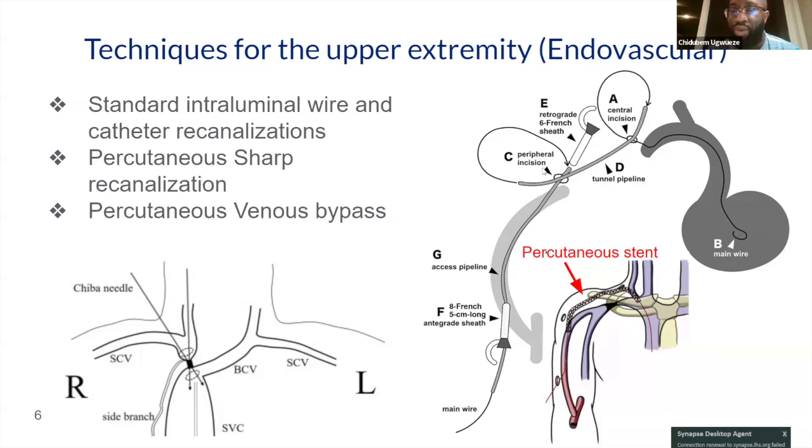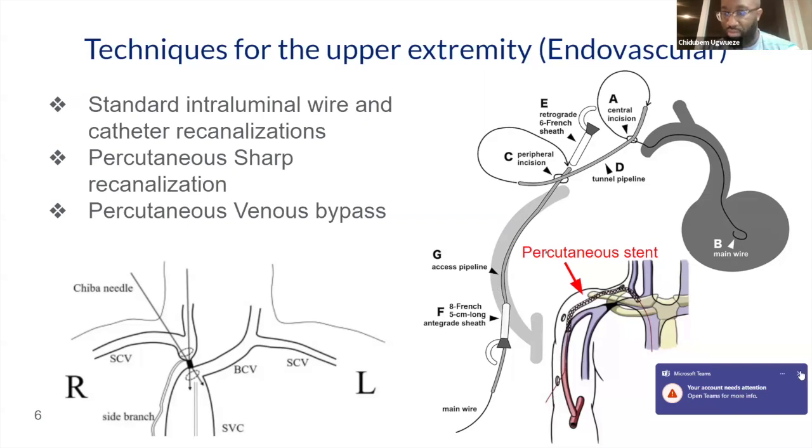In this diagram on the right, it's a bit confusing, but I'm going to walk us through it. In this diagram, the area of long segment stenosis is here in area D, and you're trying to get access across this into the central venous outflow system. So the first step is to get access peripherally. Let's say this is access into the right.